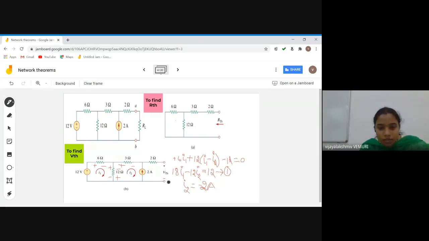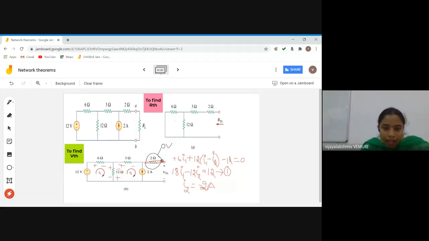Since this is open circuited, will the current flow through 2 ohms? So the current flowing through 2 ohms is 0. So the voltage drop across 2 ohms is also 0 volts. That means we should not consider this 2 ohms while we are finding out the VTH value. So let us replace that with a line.